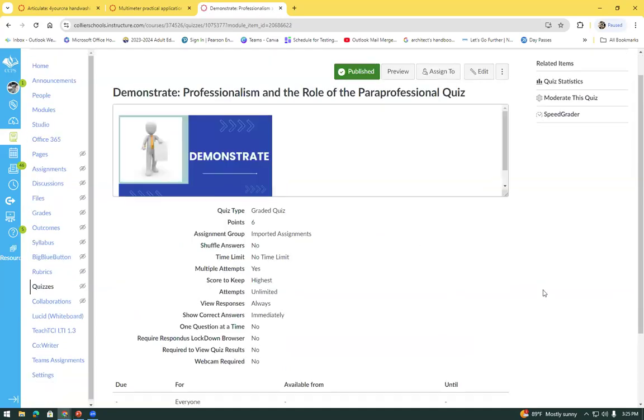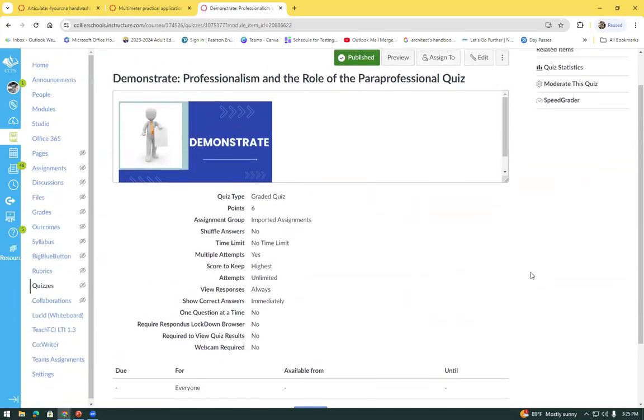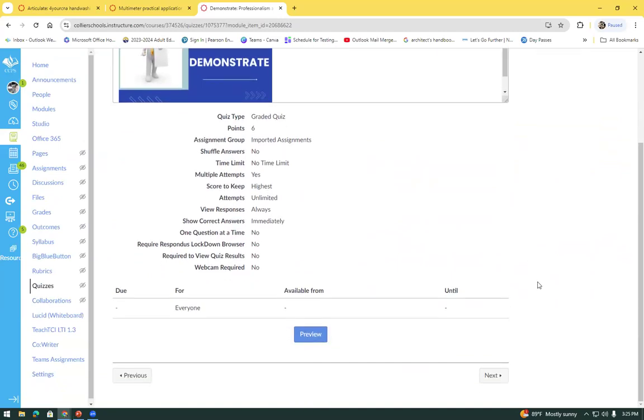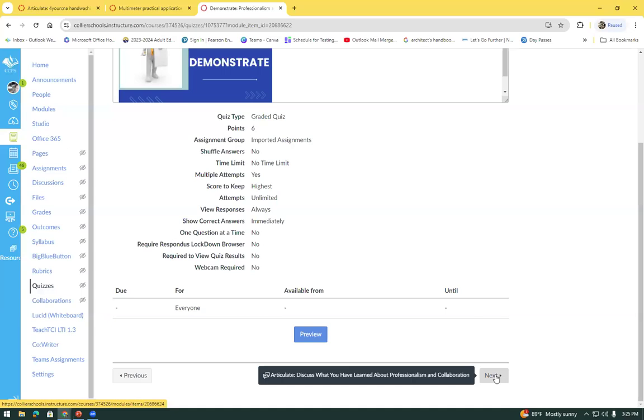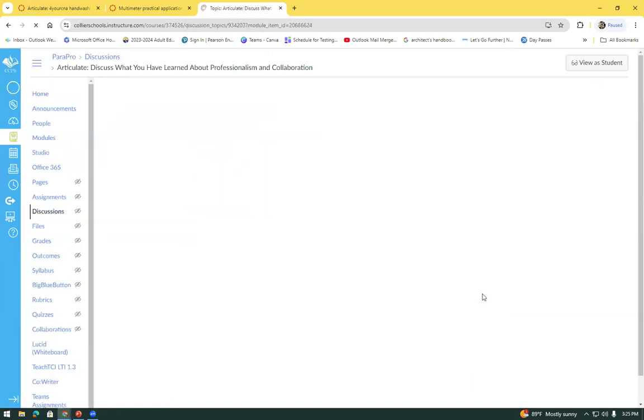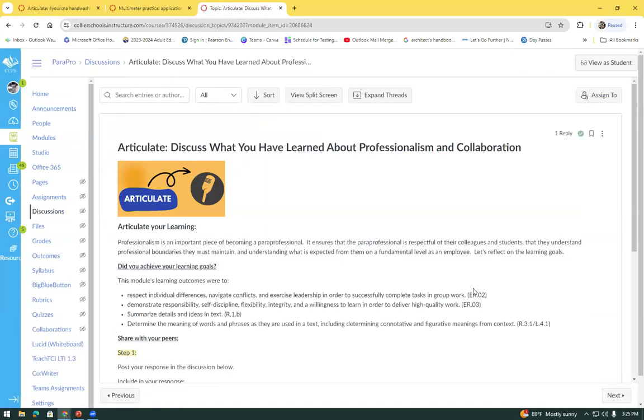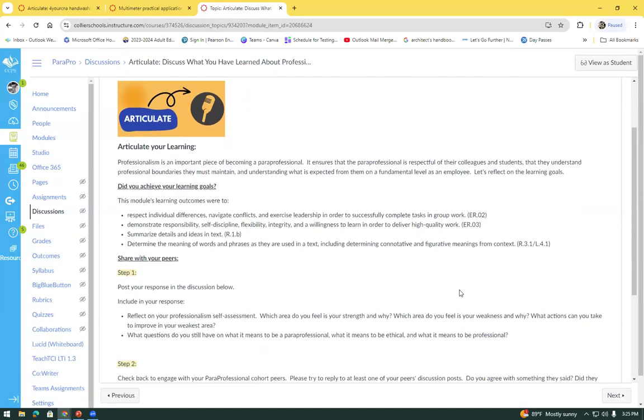And then they're going to demonstrate that they understand these things, but in the context of scenarios. We give them scenarios and then they have to choose the best answer based on what they already know about the code of ethics and professionalism. And then finally, articulating is where all the aspects of the contextualized instruction are reflected here. The students are putting it all together, reflecting on our learning.